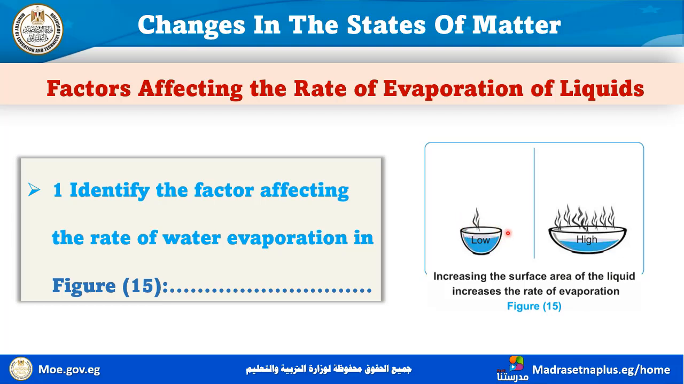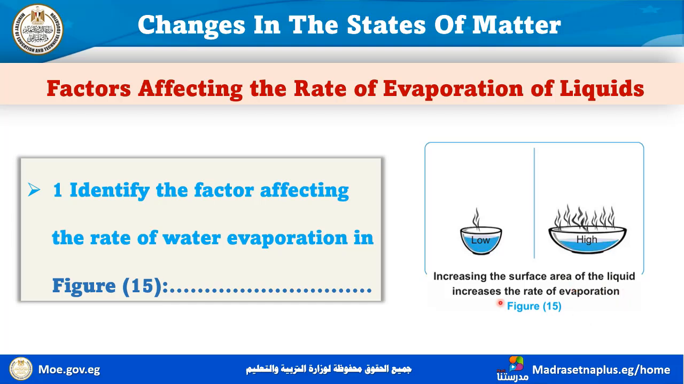This bowl has a very small surface area, while the right one has a large surface area, so a lot of molecules can escape from this wide surface area to the environment, while the number of molecules exposed to the air in the first one is small. So there is a low rate of evaporation in this bowl, and a high rate of evaporation in the second one to the right due to the increased surface area of the liquid.